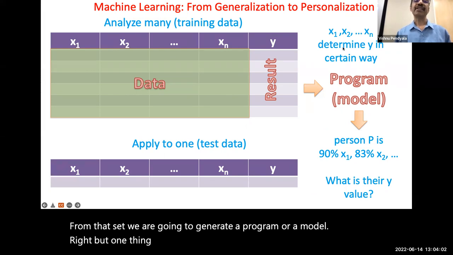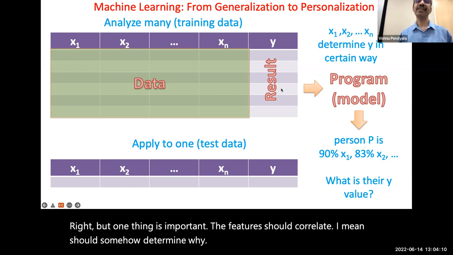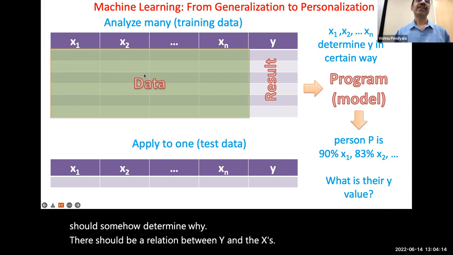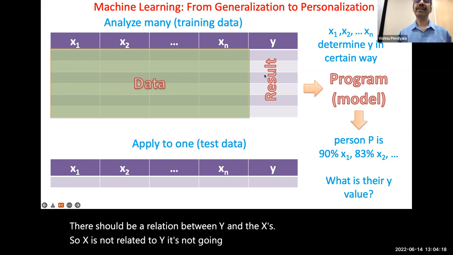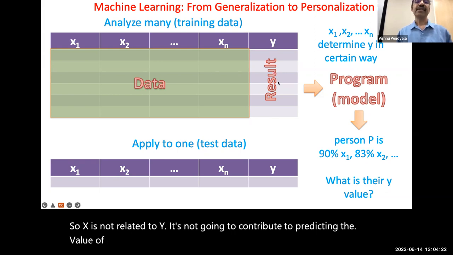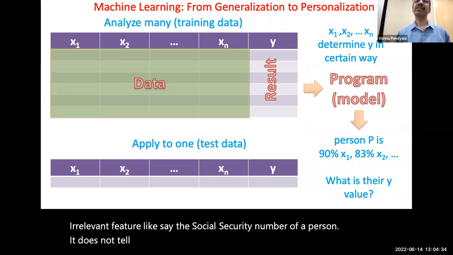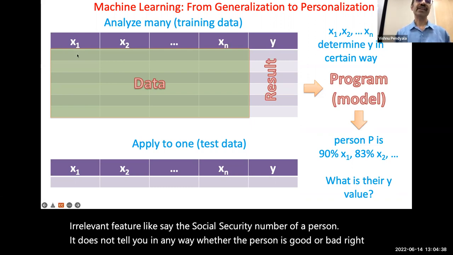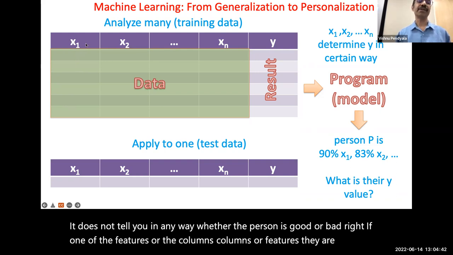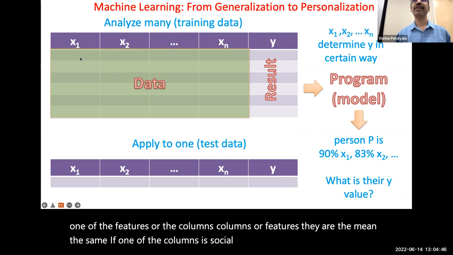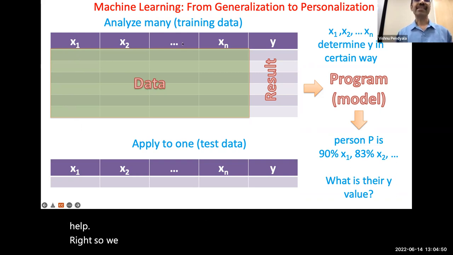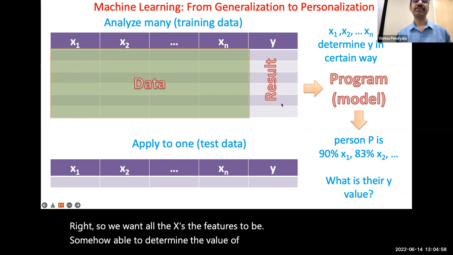But one thing is important. The features should correlate, I mean, should somehow determine Y. There should be a relation between Y and the X's. So if X is not related to Y, it's not going to contribute to predicting the value of Y, right? Suppose there's a completely irrelevant feature, like say the social security number of a person. It does not tell you in any way whether the person is good or bad, right? If one of the columns is social security number, it's not going to help, right? So we want all the X's, the features, to be somehow able to determine the value of Y. So that is an important thing.